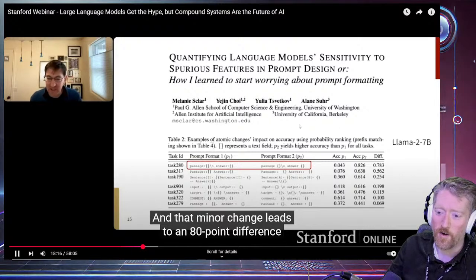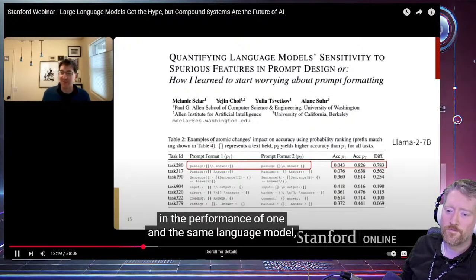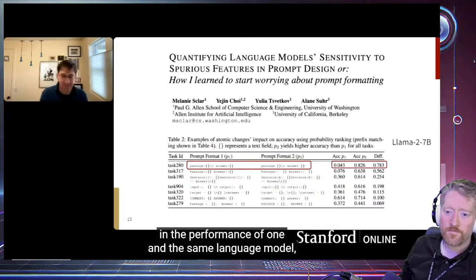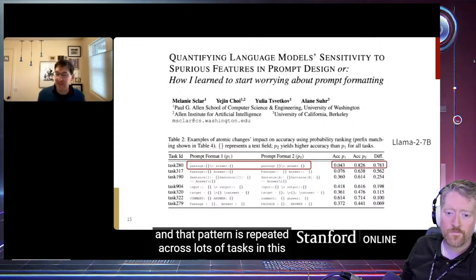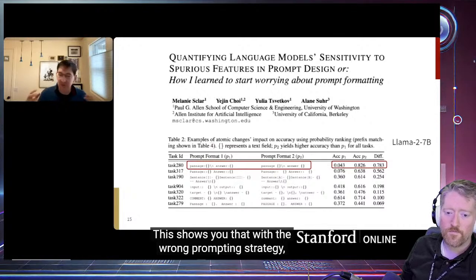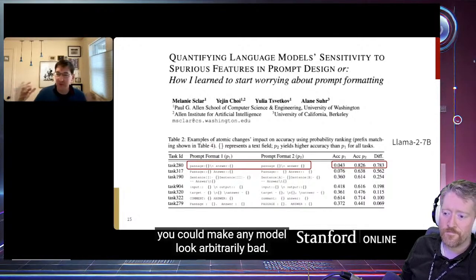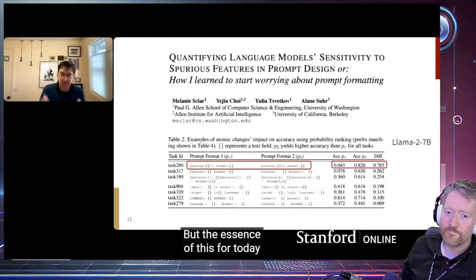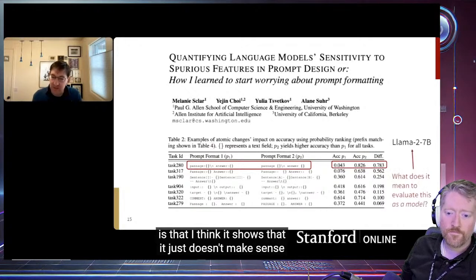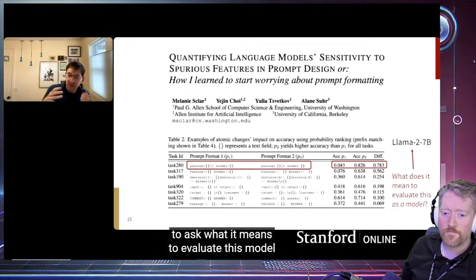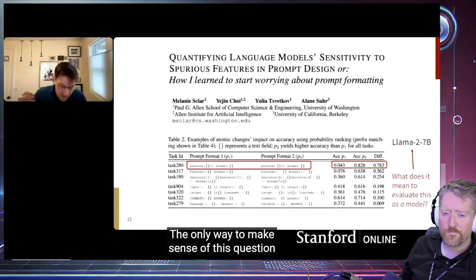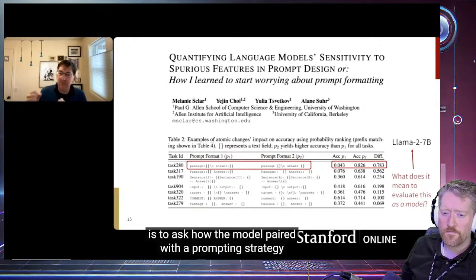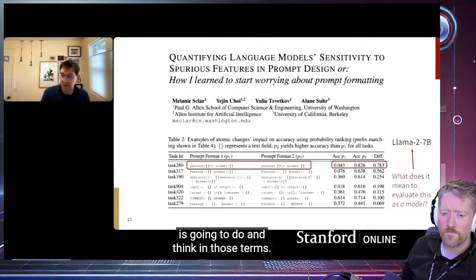That minor change leads to an 80-point difference in the performance of one and the same language model. And that pattern is repeated across lots of tasks in this paper. This kind of shows you that with the wrong prompting strategy, you could make any model look arbitrarily bad. But the essence of this for today is that I think it shows that it just doesn't make sense to ask what it means to evaluate this model in the context of these tasks. The only way to make sense of this question is to ask how the model paired with a prompting strategy is going to do, and think in those terms.